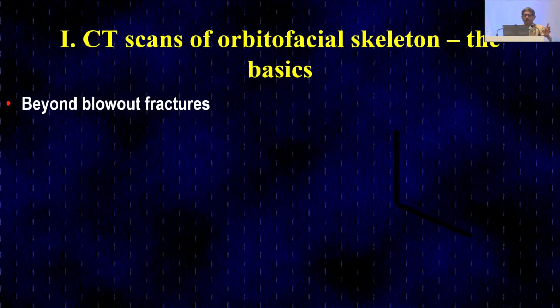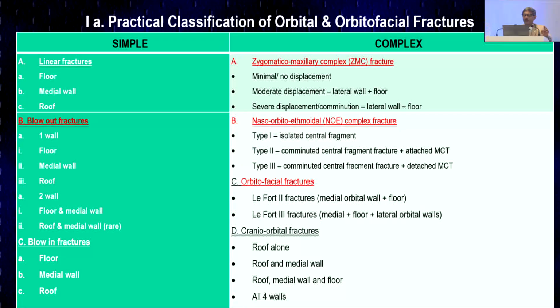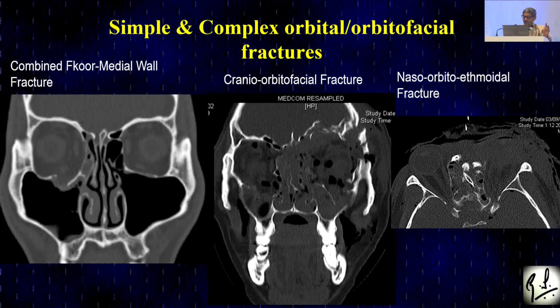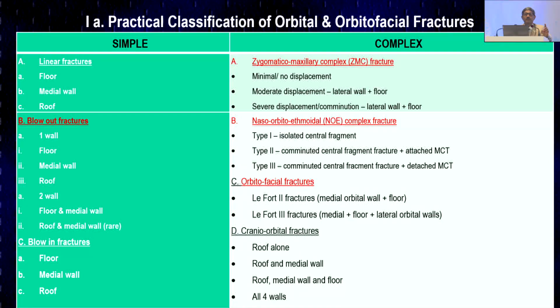CT scan is beyond blowout fractures. Sadly, I wrote a chapter for the American Academy of Ophthalmology Basic Science course. I wrote everything about fractures, chopped, 70% gone. Then I wrote about floor and medial wall fractures, chopped. They want only to hear about floor fractures. Believe it or not, true story. So combined floor and medial wall fractures and isolated medial wall blowout fractures only form 30% of the component. The rest of them are complex fractures.